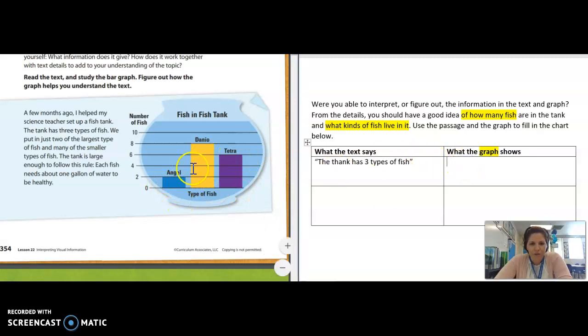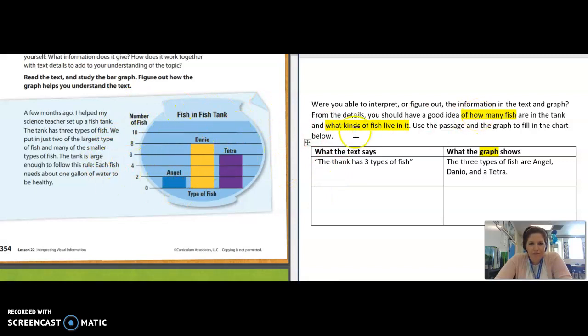So what the graph shows is the 3 types of fish. The 3 types of fish are, and then they even go on to name them. An angelfish, a danio, I've never heard of that before, and a tetra. I've heard of those. So again, not mentioned in the text, but presented here in the bar graph. So now what else? What other connection did I make?